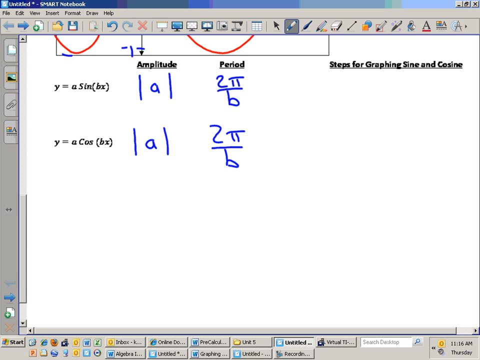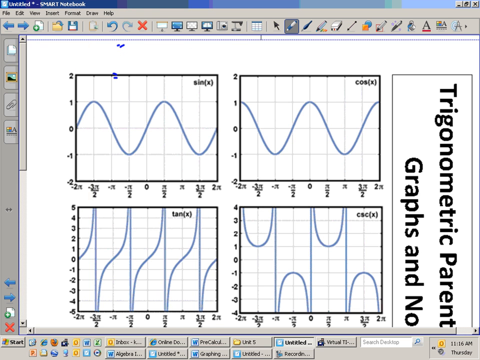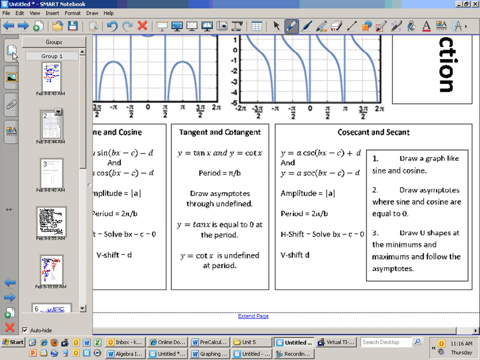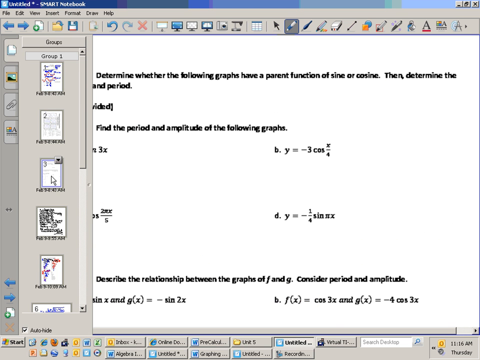These formulas are on the sheet which I gave you. If you look here, it says sine and cosine. It lists the forms. It says amplitude, absolute value of A, period, 2 pi over B. All that is listed for you. This is the sheet that you get on the test. Okay, we flip over to the other side.